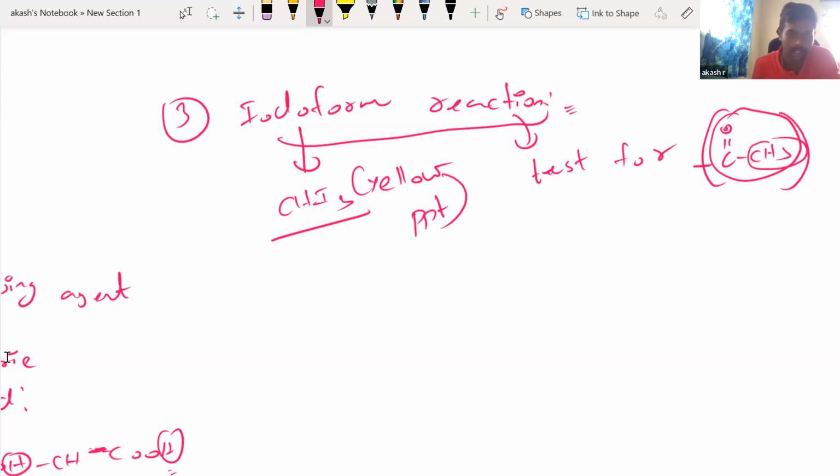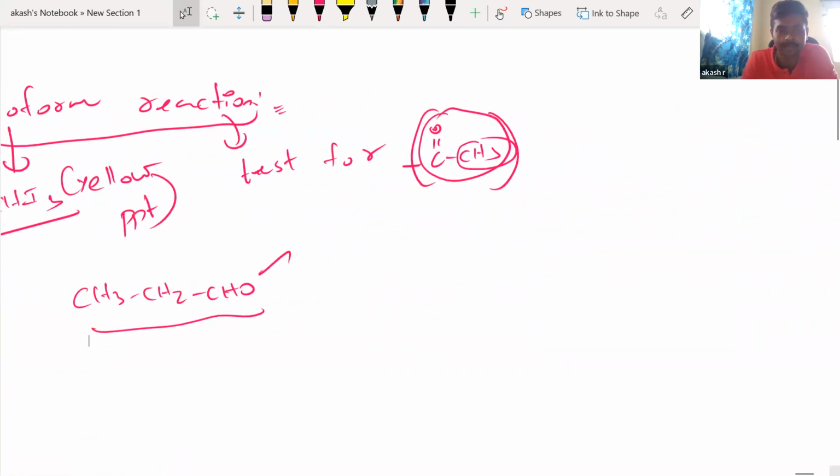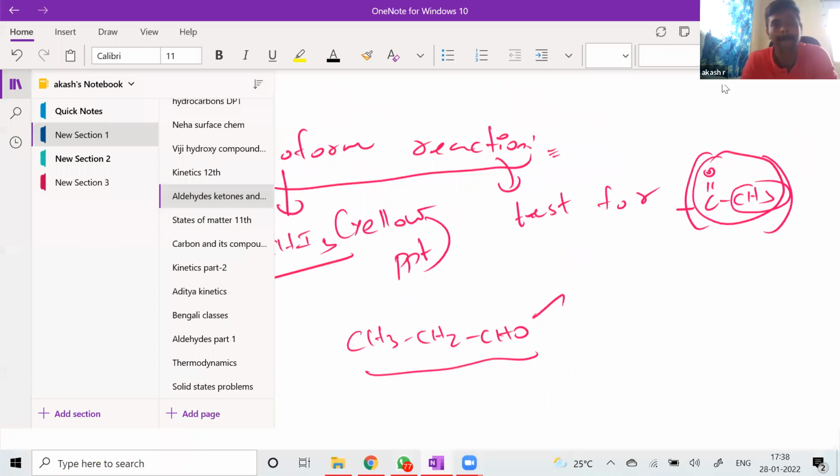So if I ask you, CH3CH2CHO, will this give the iodoform test? Will this give the iodoform reaction? What is your answer? Wait, don't answer. Just go to your chat box, people, and type yes or no. Whatever I wrote, will it give iodoform reaction or not? Just a guess game, everybody can answer.